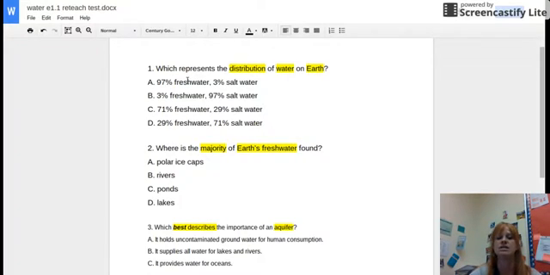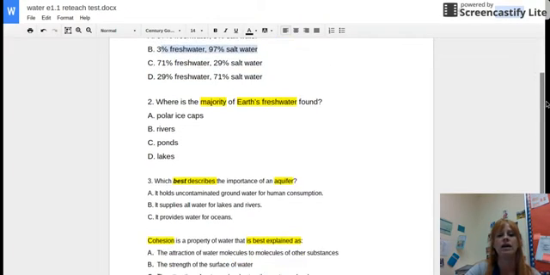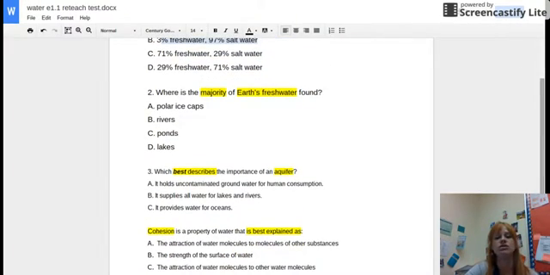So let's look at C. 71% freshwater, 29% saltwater. Again, it's more saltwater than freshwater. D, 29% freshwater, 71% saltwater. Well, that one's not right either; there is more saltwater in that answer choice, but the best answer for us is B, 3% freshwater, 97% saltwater.